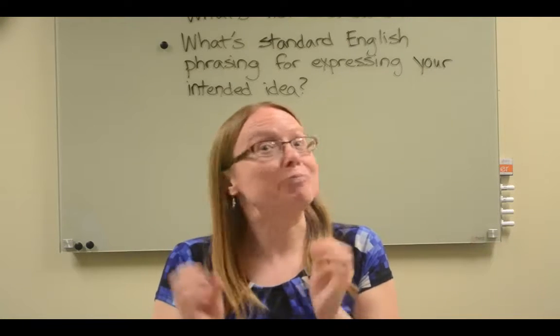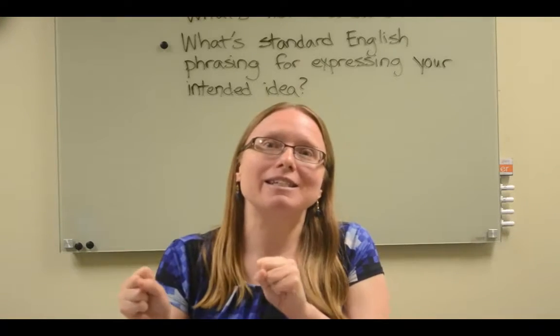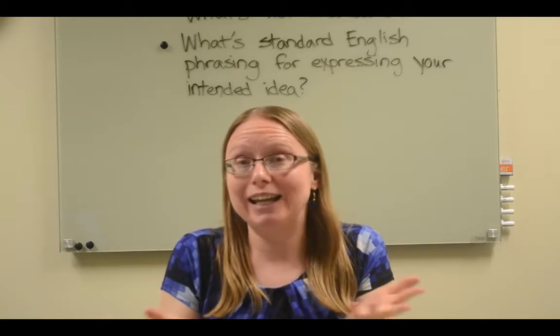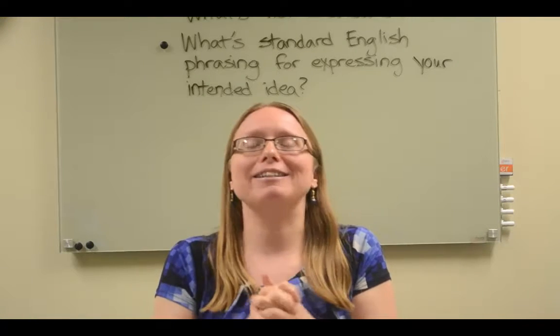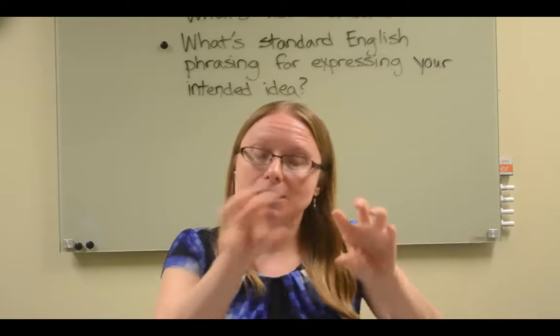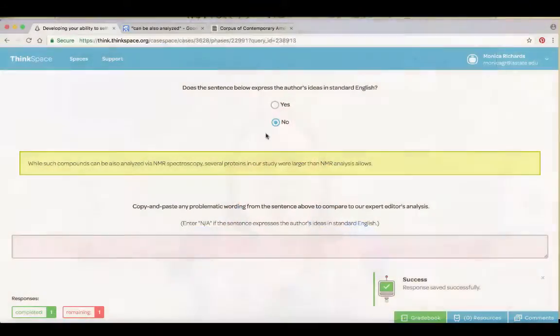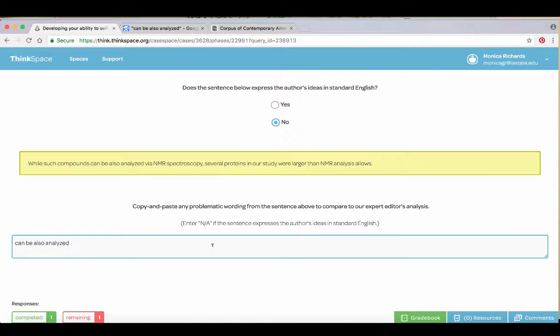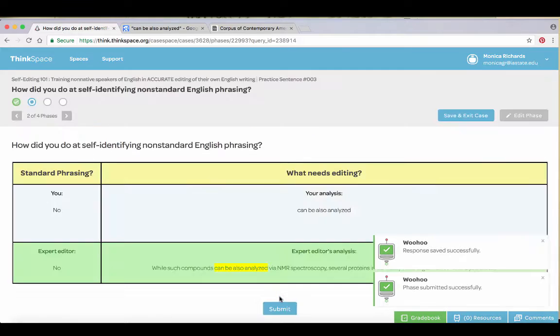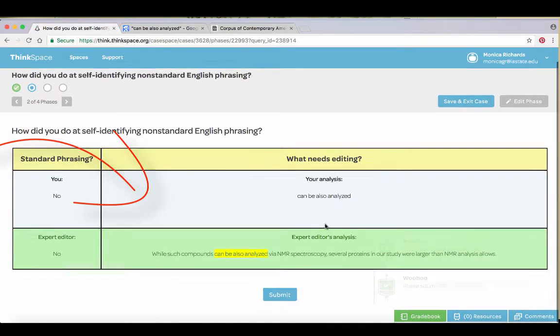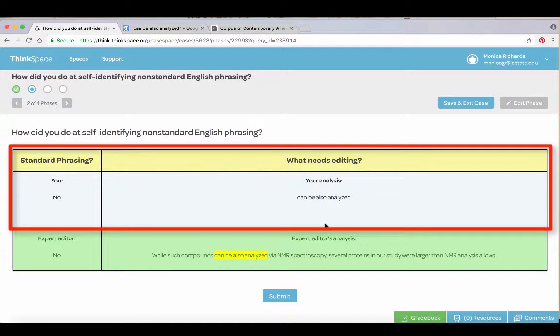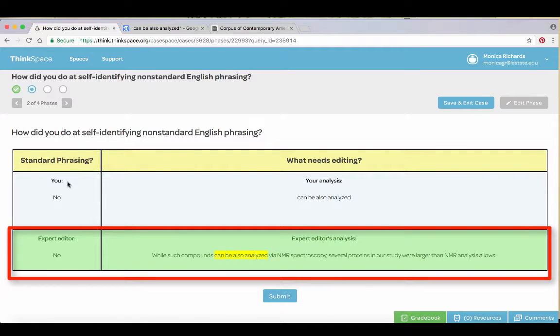And ThinkSpace offered the perfect solution to this, because what ThinkSpace allows that I had not seen in any other tool that I had been exposed to, and so I was ecstatic when I discovered ThinkSpace, was that ThinkSpace allows a student to put forward a hypothesis. I think the mistake might be such-and-such. And then they type whatever they think the mistake might be, they commit to it, and then they can move forward to the next phase, and their answer carries forward, and they can compare their self-identification of the non-standard English phrasing in the sentence to an expert editor's identification of the non-standard English phrasing.